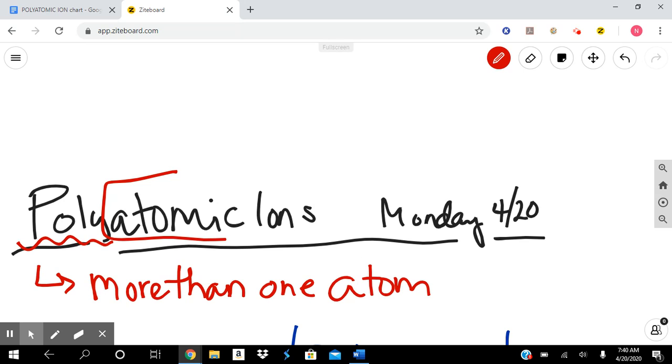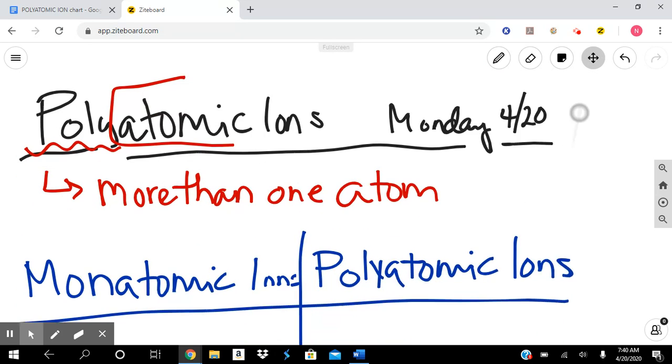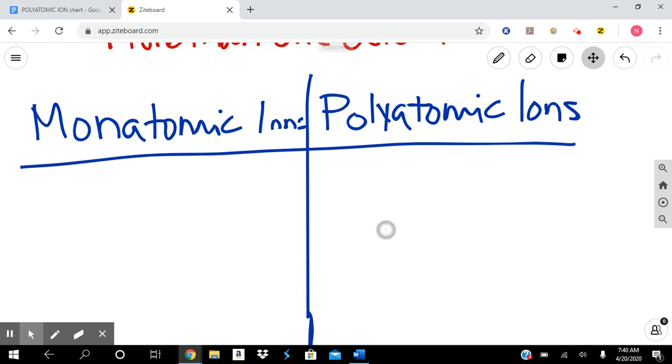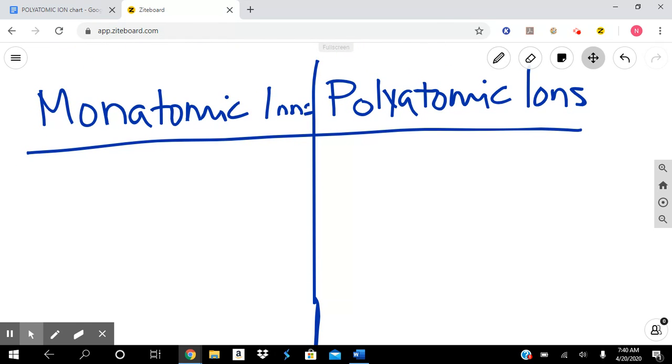All right. So everything that we've worked with in the past 2 weeks has been what we call a monoatomic or monatomic ion. And mono means one. So everything that we've worked with has been made of one atom, and today we're going to change that. So let's compare and contrast the differences. On one side, we'll have monatomic, and on the other side, we will have polyatomic. All right, if you need to pause at any time, go ahead.